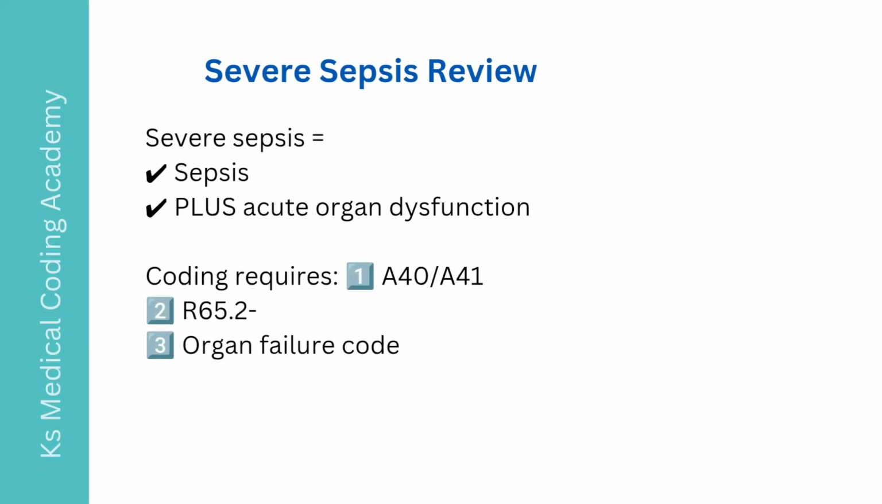Severe sepsis review. Severe sepsis is defined as sepsis with acute organ dysfunction. Coding severe sepsis requires three components. First, a sepsis code from A40 or A41. Second, a code from R65.2. Third, a code for the specific organ failure.